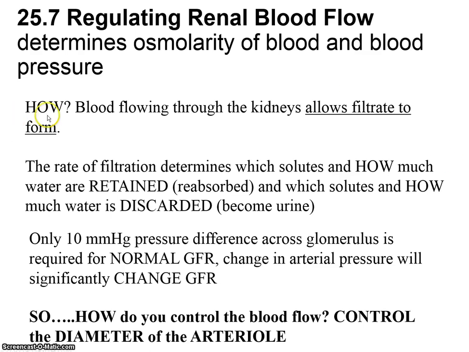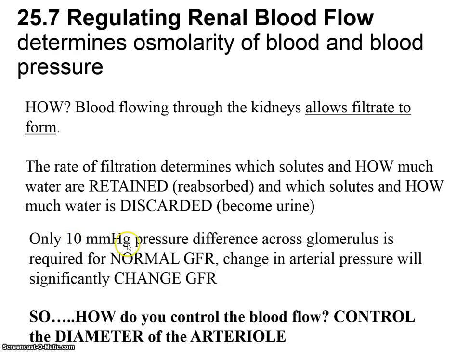So, again, reminding you, because we've touched on this, but this is kind of consolidating this idea. Blood flowing through the kidneys allows the filtrate to form. Okay, we depend on that. That's that hydrostatic pressure. The rate of filtration, so how fast it moves through there, determines which solutes and how much water are retained, right, which would be absorption. So I said that's why it was so important to keep glomerular filtration rate fairly constant. And which solutes and how much water is discarded. So again, note that becomes urine.